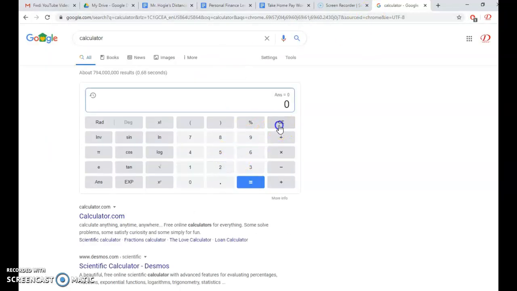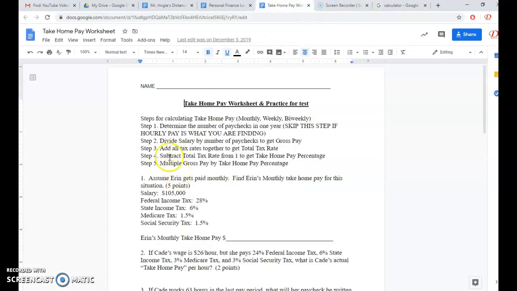And let's see here. All right, so I'm going to walk you through step by step here. It says determine the number of paychecks in 1 year. Now it says skip the step if hourly pay is what you're finding, right? Step number 2 says to divide the salary by the number of paychecks to get gross pay, right? Then it says add all tax rates together to get the total tax rate, all right? Then we subtract the total tax rate from 1 to get the take-home pay percentage. Lastly, we multiply the gross pay by the take-home pay percentage.